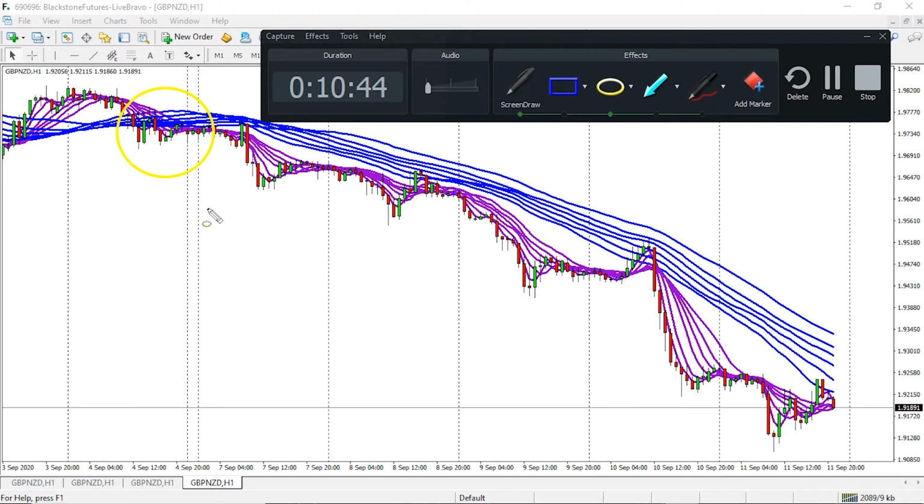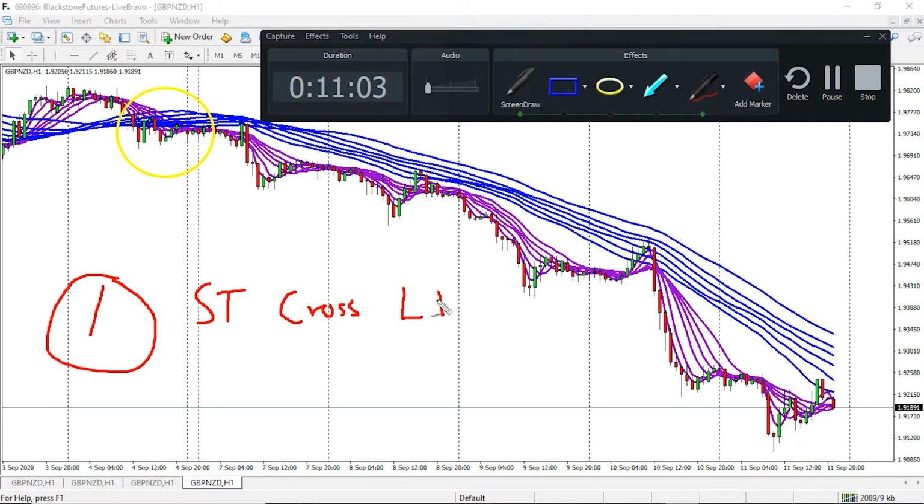Okay, so what am I looking for? I'm looking for two things. Number one, I'm looking for all my short term to cross over through my long term. So in other words, I want my purple to cross through my blue. Okay, purple below blue equals, you guessed it, short trade.